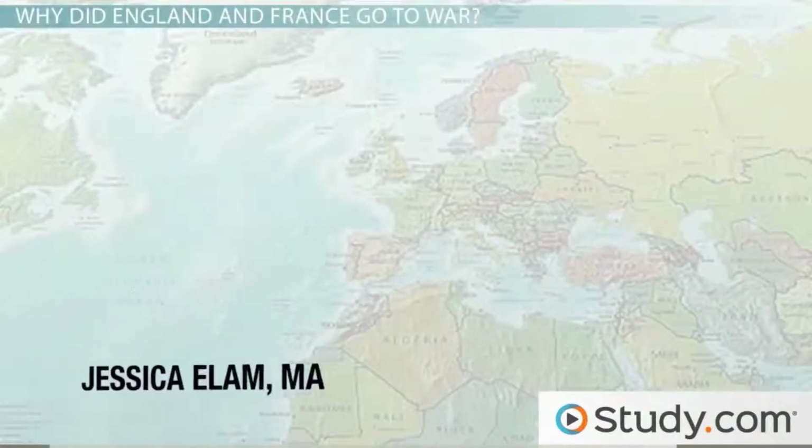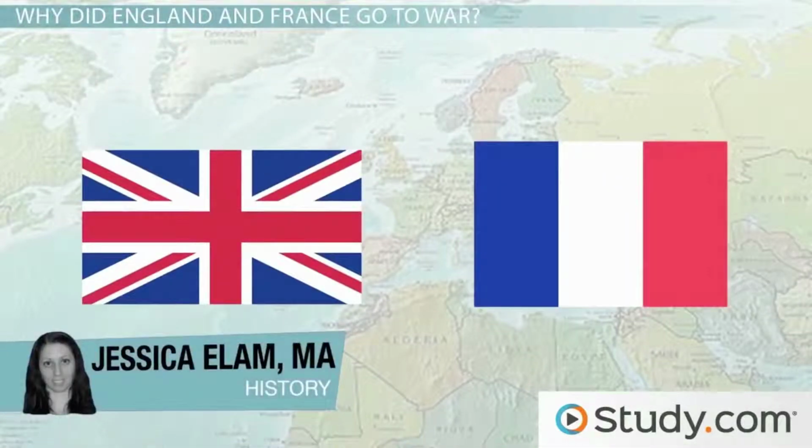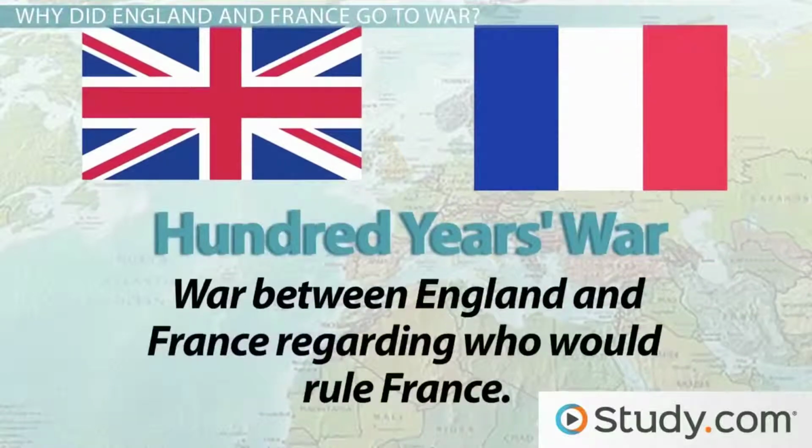The Hundred Years' War was a war between England and France. England and France fought over who would be king of France. The war lasted from 1337 to 1453.